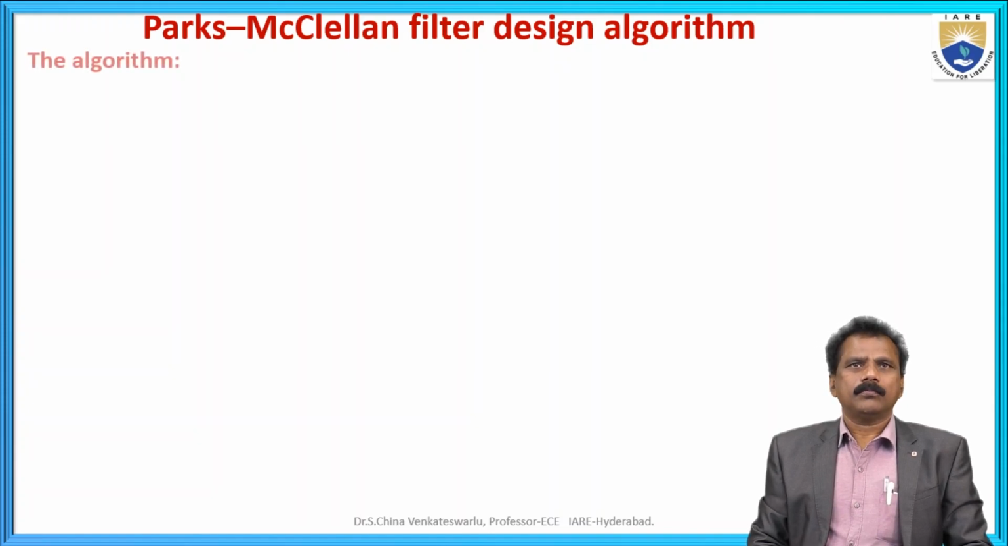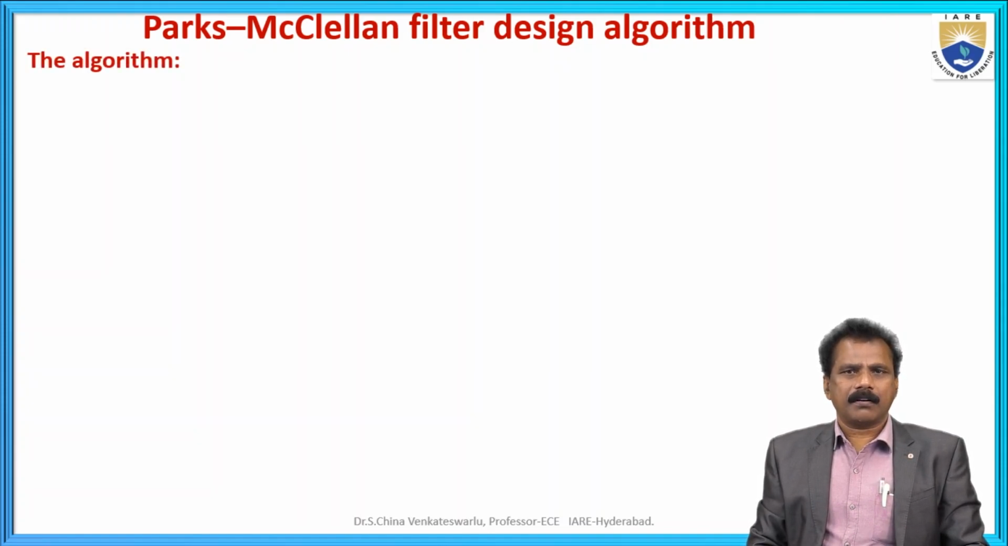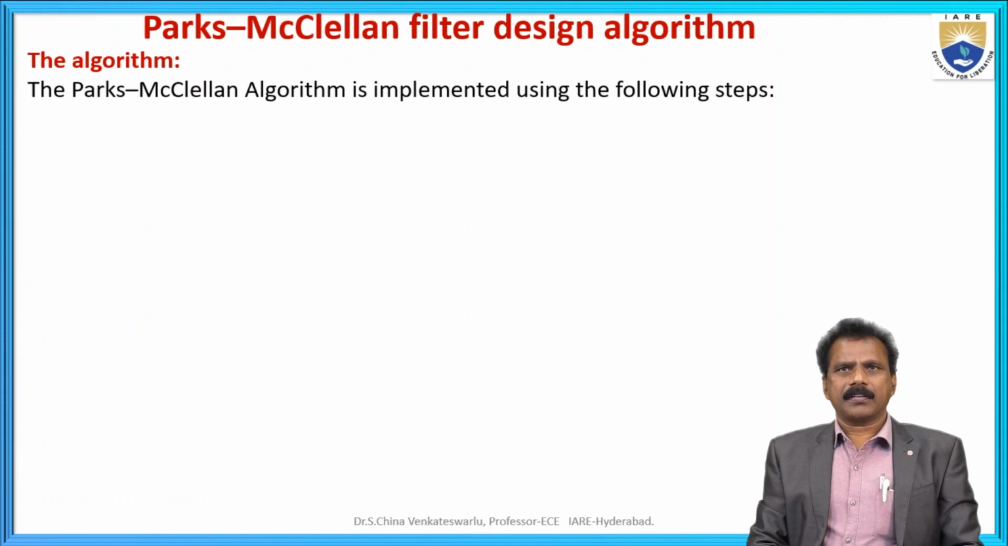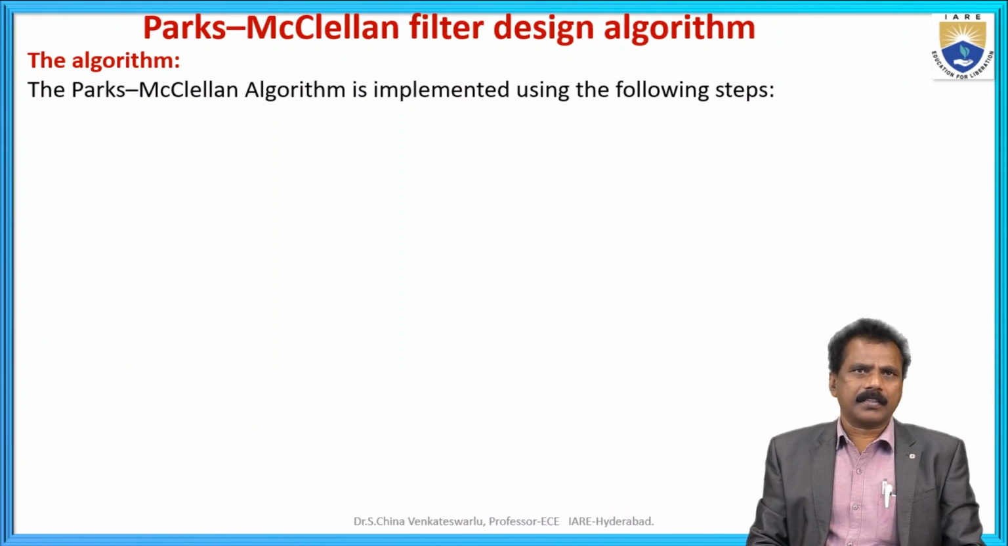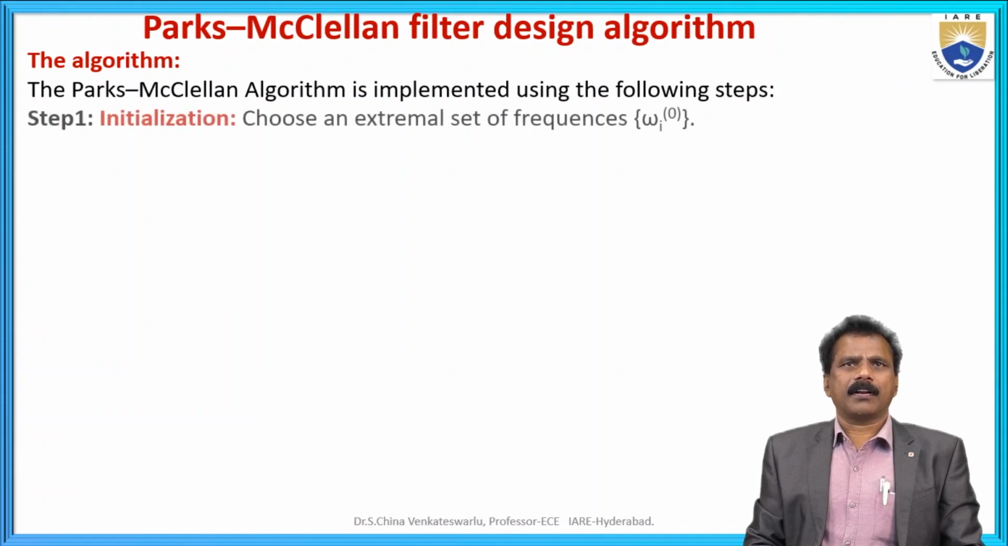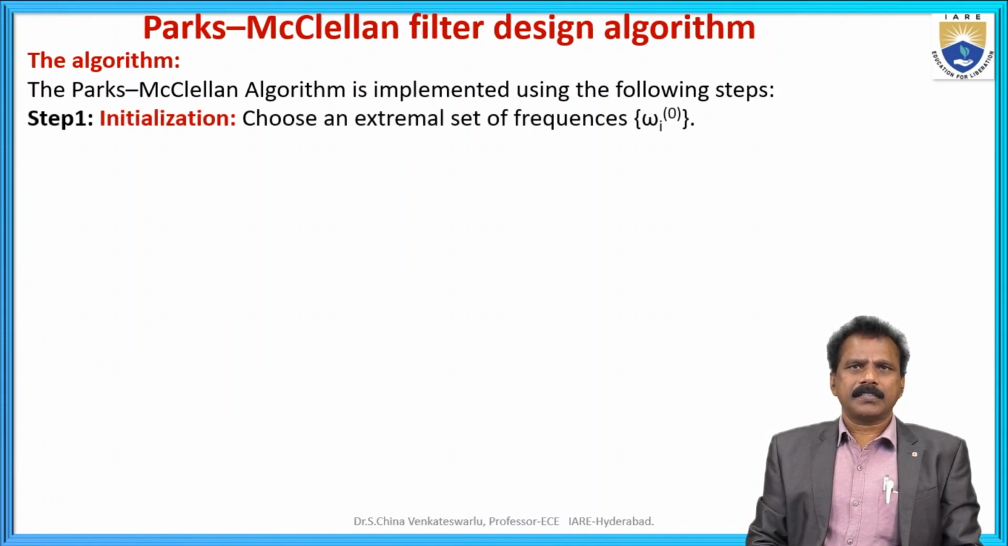Now, using all this history and the basics of the graphical representation, what is the algorithm? Because we have to satisfy our title, the Parks-McClellan filter design algorithm. The Parks-McClellan algorithm is implemented using the following steps, step by step, since an algorithm is a step-by-step procedure we have to follow. Step 1, initialization: choose an extremal set of frequencies omega i power 0.